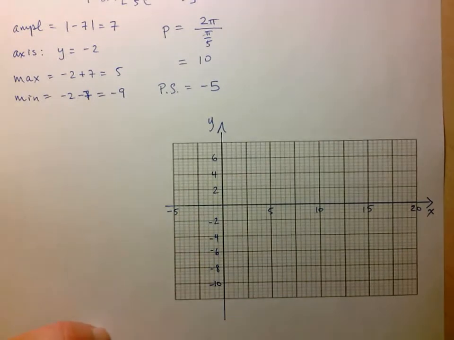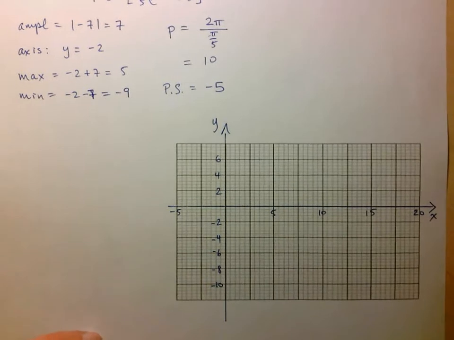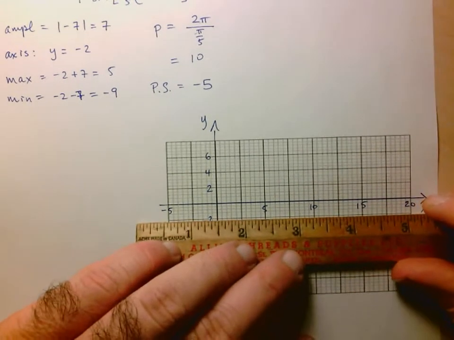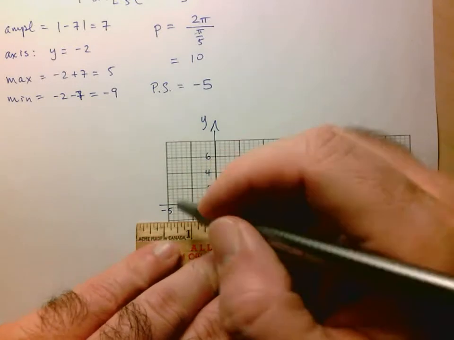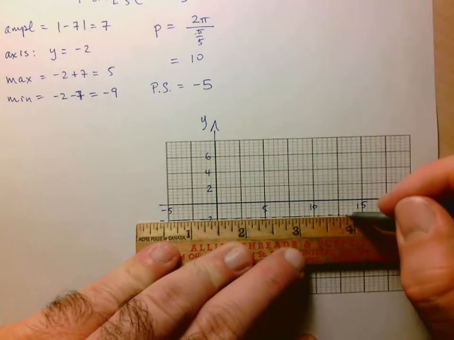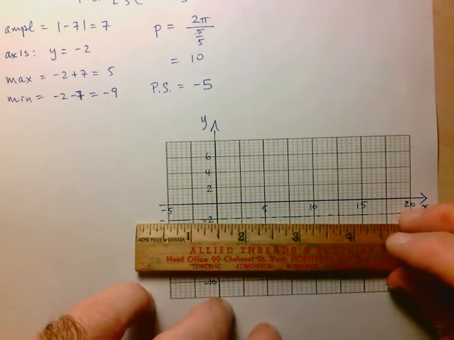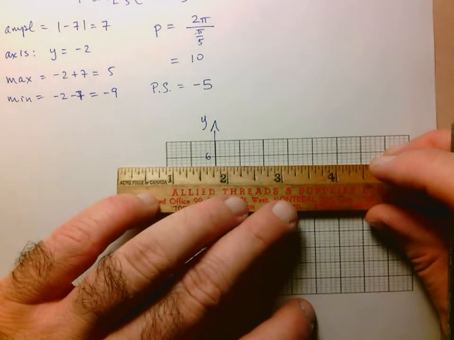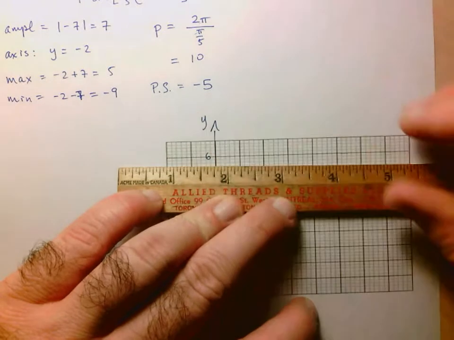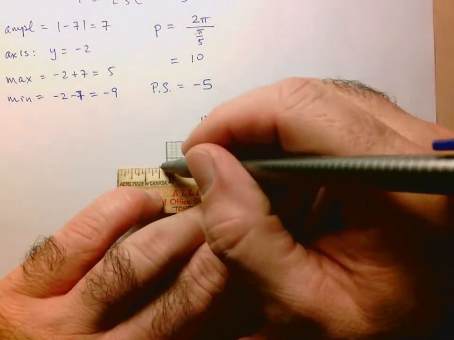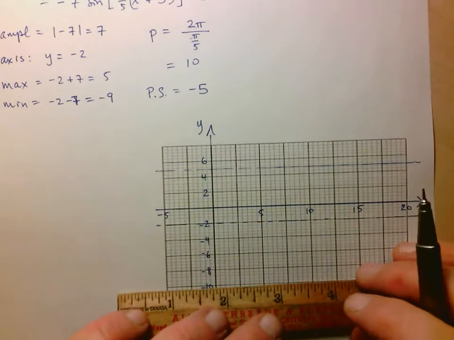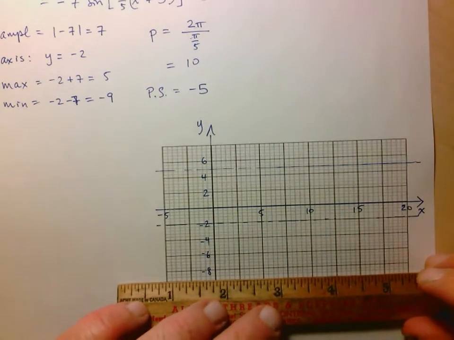Okay, so before I again start plotting, I'm going to add more structure to this graph. I definitely want to add in my axis, because that'll help me to draw those middle points really easily and quickly. I'm also going to add lines for my maximum and minimum, and we'll see as I'm drawing it just why that is so useful. So at 5 and at -9.